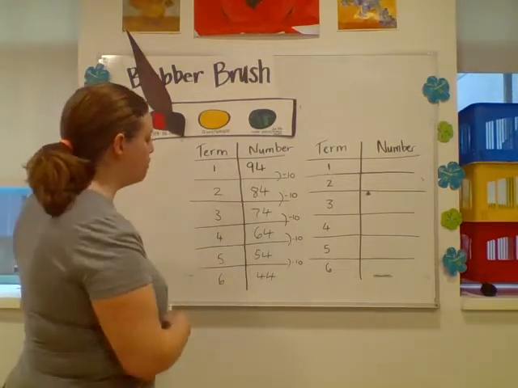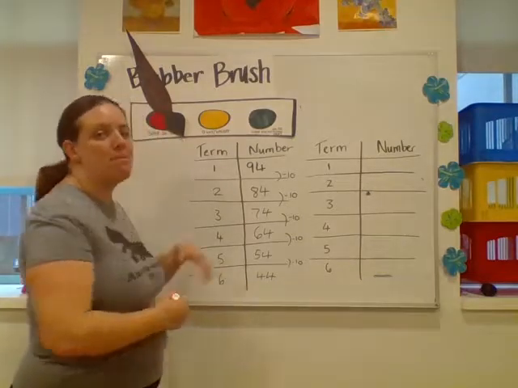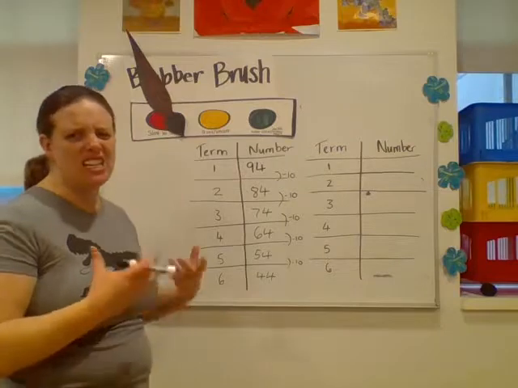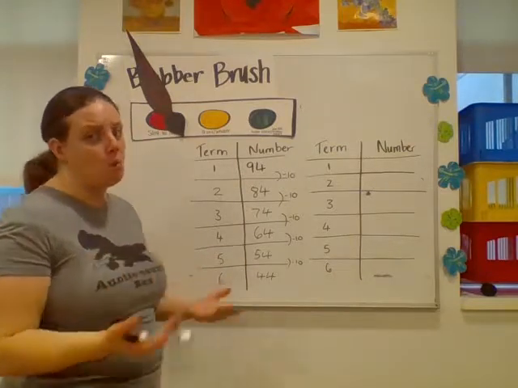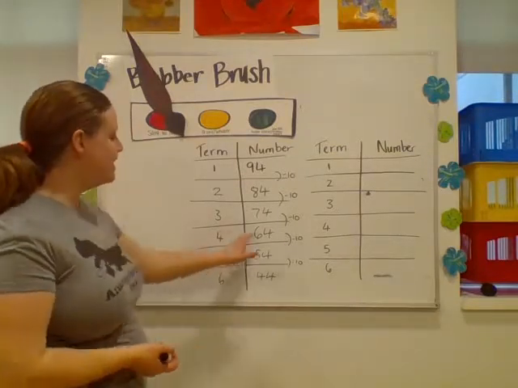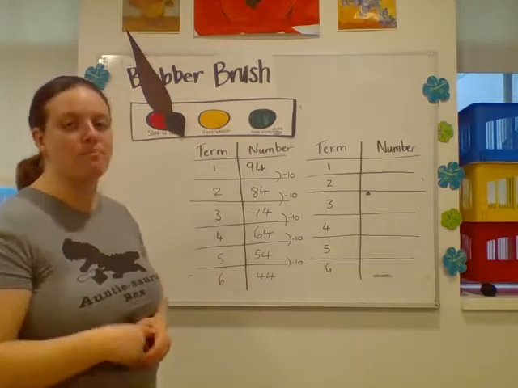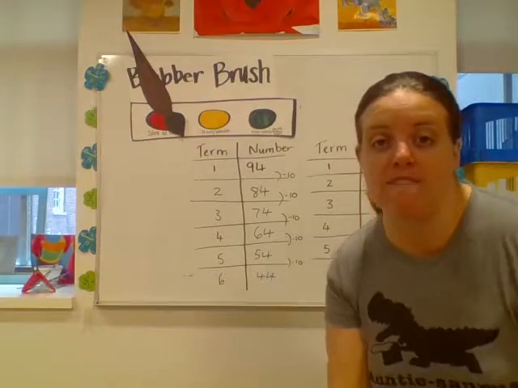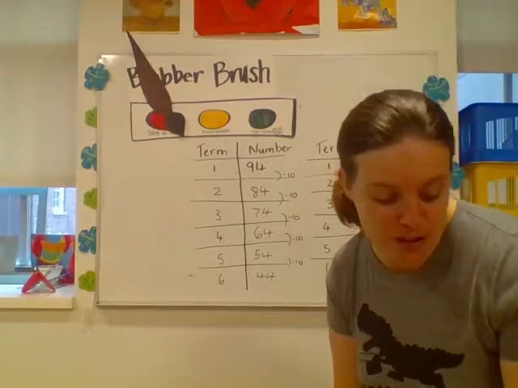Now you could then, if you wanted to, write these out, but I have them in the chart so that they're nice and easy for me to see, but also so that if I'm sitting there going, what is term 4? I can easily look and go, oh, 64. Okay, the next thing we're going to do is look at figuring out what the rule is for a pattern.